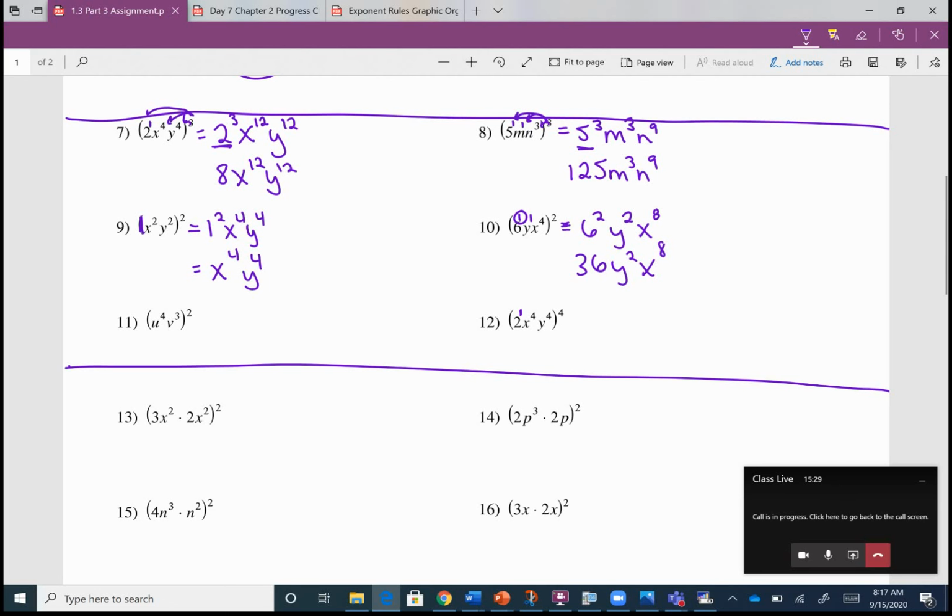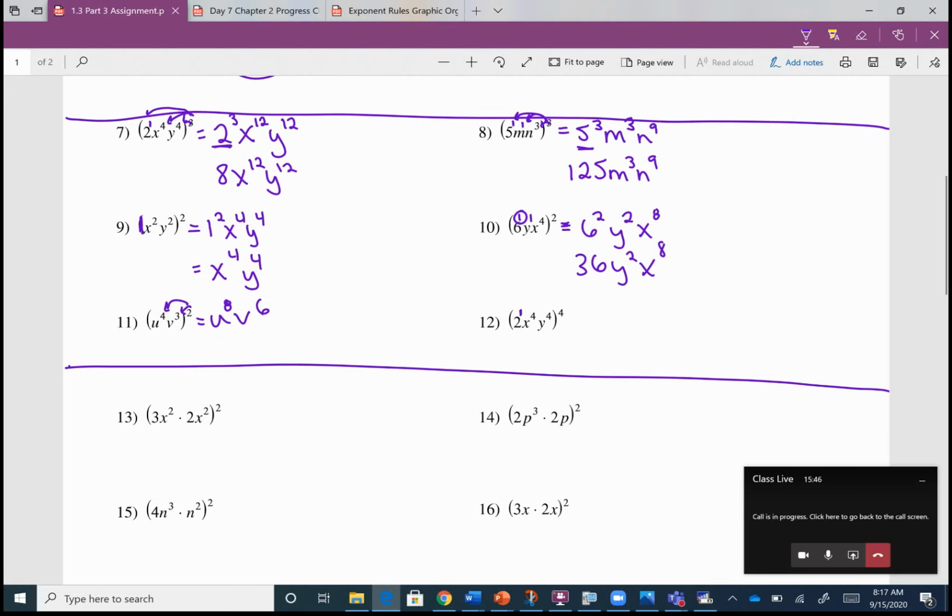Number 11, we don't have that number out front to worry about. So we just have to do 4 times 2 to give us u to the 8th. And then we do 3 times 2 to give us v to the 6.